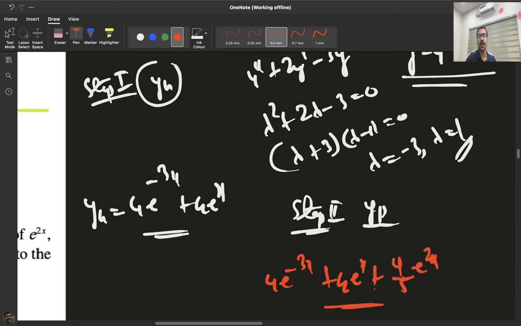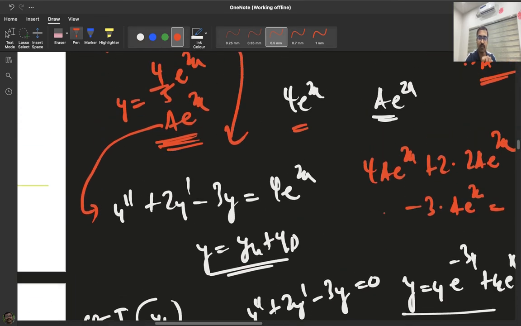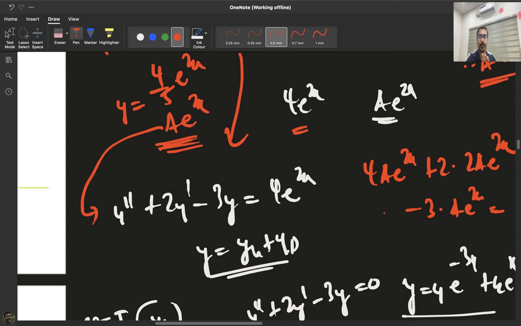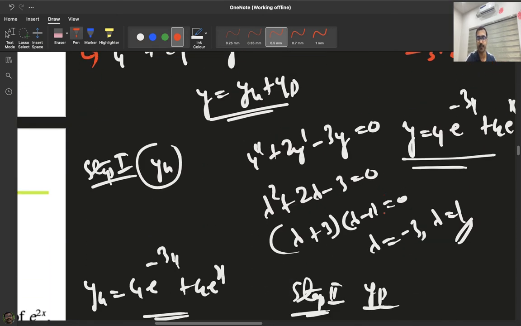So I hope it is clear what I have to do. First, we have to find yh. To find yp, I'll assume that yp is of the form of the RHS, so I'll write it in a general form. Then I'll substitute this general form into the equation to find a by comparing the coefficients. So that is the idea here.